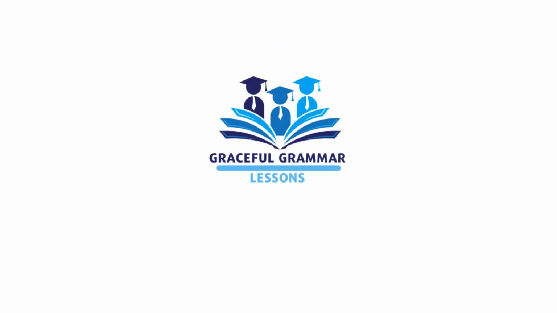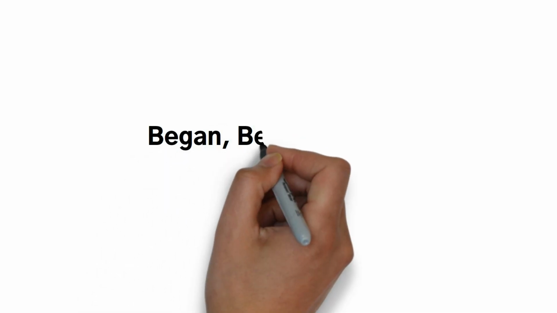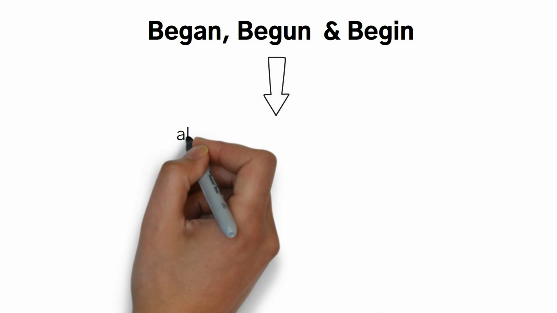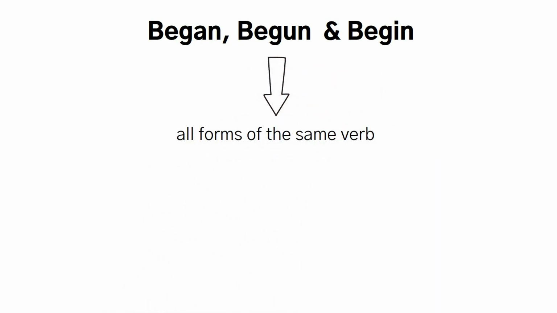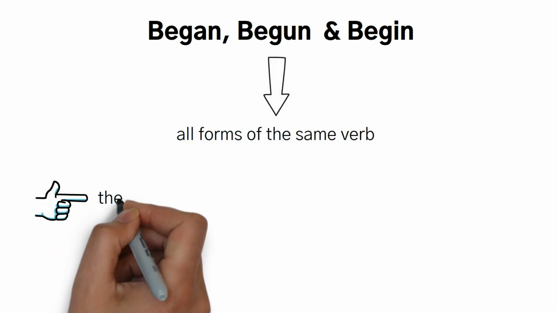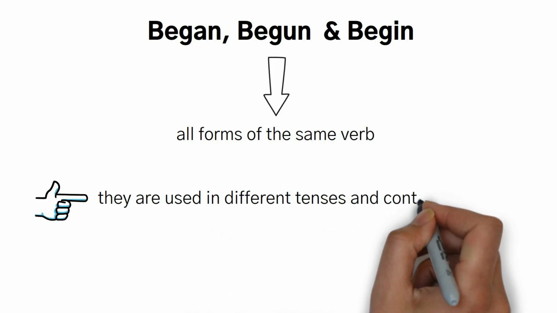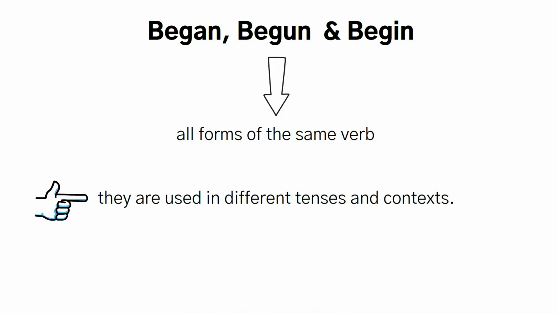This lesson will cover the words began, begun, and begin. Began, begun, and begin are all forms of the same verb in English, but they are used in different tenses and contexts. Let's look at each one individually.